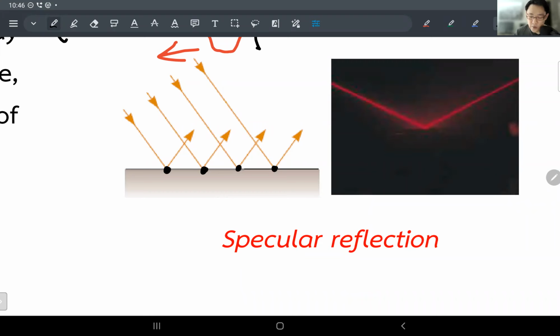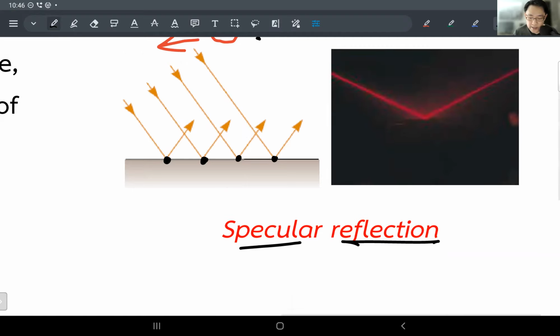So in this case, you have a specular reflection, but it's nothing more than just a glossy surface. So the surface will look shiny. You can see yourself a little bit, sort of like the surface of a whiteboard or something like that. Yeah, a smooth surface.